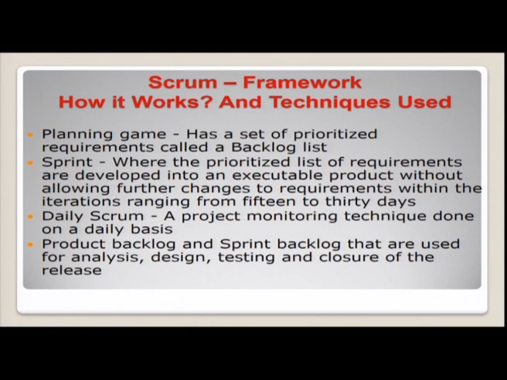Now let us see how Scrum works and what are the techniques that have been used in the Scrum framework. In Scrum you have a game called the planning game. It has a set of prioritized requirements called a backlog list, and then you have a term called sprint, where the prioritized list of requirements are developed into an executable product without allowing further changes to requirements within the iterations ranging from 15 to 30 days.